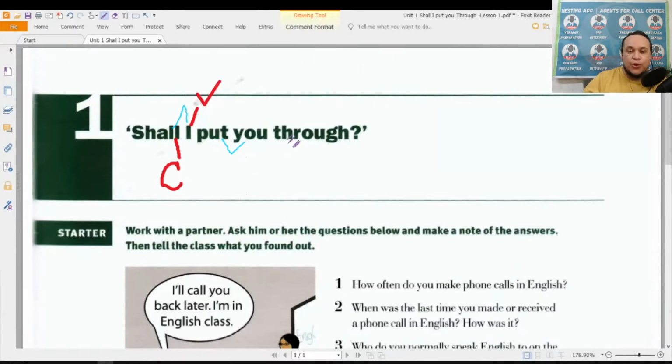"Shall I put you through?" As you may know, everybody, that pronunciation is Z, like a zebra. Shall I put you through? Shall I put you through?